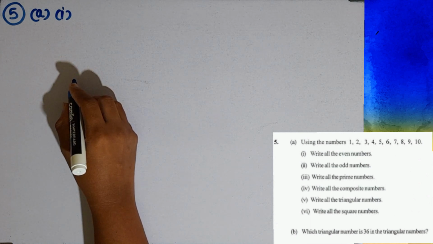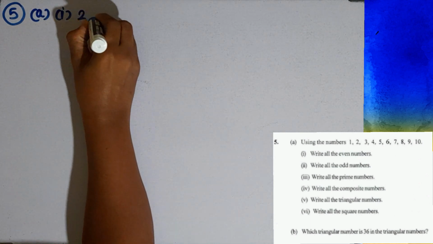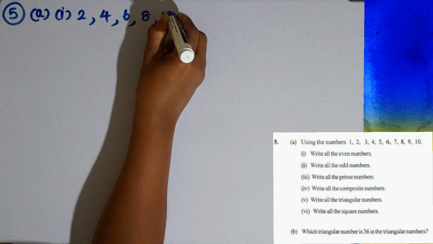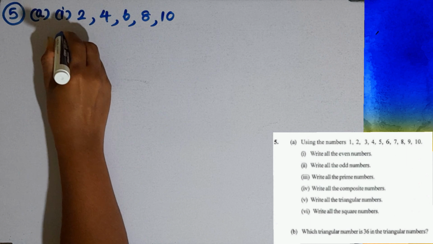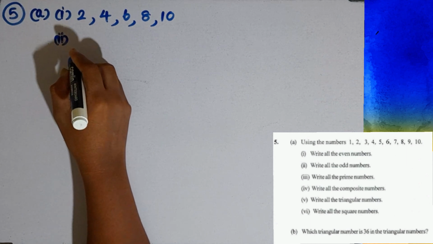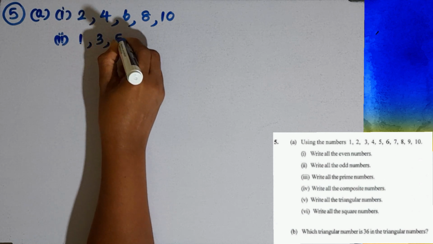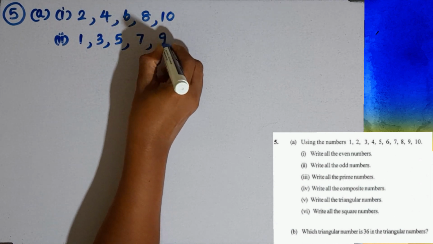What are the even numbers here? 2, 4, 6, 8, 10. Then second question. Write all the odd numbers. 1, 3, 5, 7, 9.